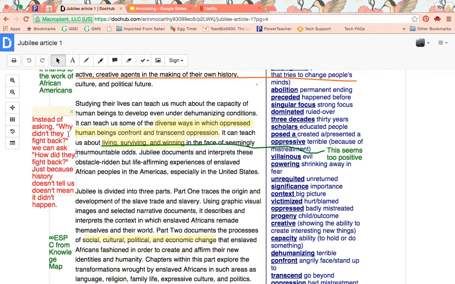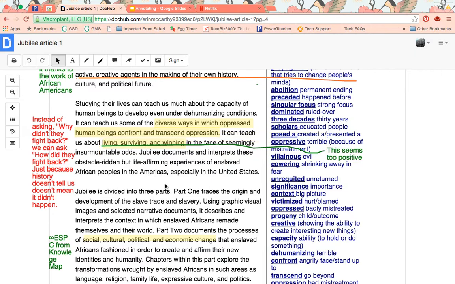So instead of asking, why didn't they fight back, which is something I've heard students ask over and over, the question is really, how did they fight back? I'm not going to assume that people didn't fight back. I'm going to assume they didn't like this and they did fight back. We could ask why they weren't always successful, or maybe we should ask how were they successful? In what ways did they change slavery because they fought back? So just because history doesn't tell us something doesn't mean it didn't happen. That's something to think about, right? Just because it wasn't written down doesn't mean it didn't happen.